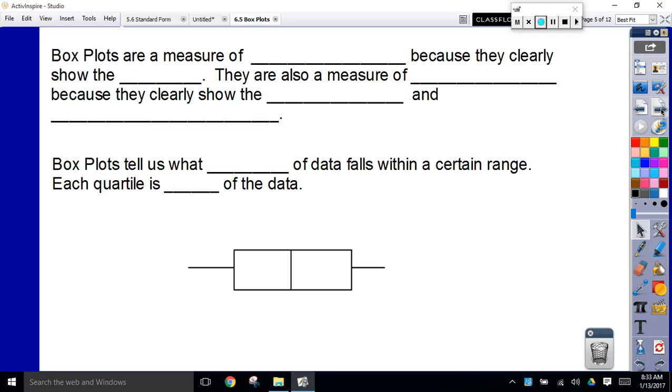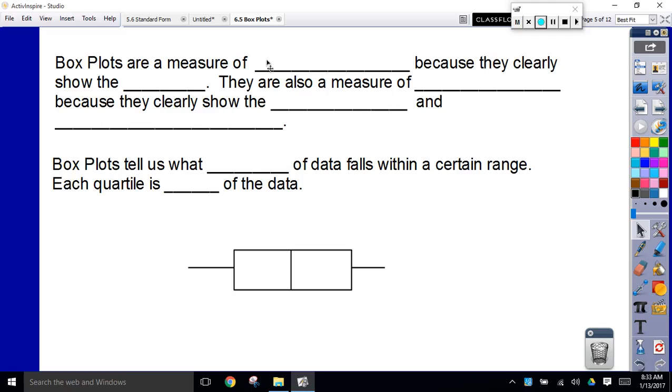Okay, box plots are a measure of central tendency because they clearly show the median. The median is a measure of center. When we look at a box plot, we can see the median right on it. There's no calculating. We know what it is. So it is a measure of central tendency in that way. They are also a measure of dispersion.